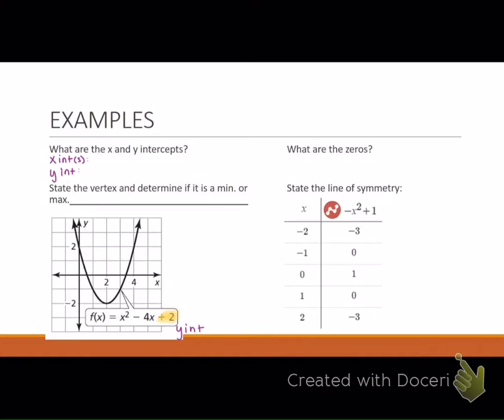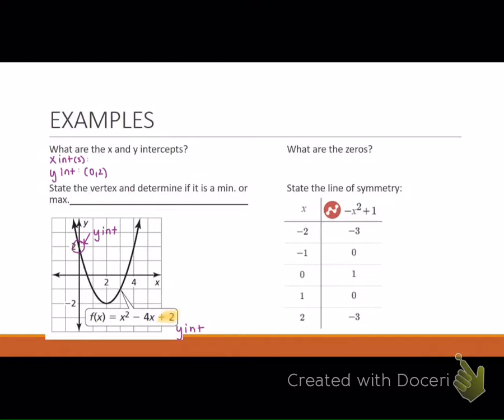So our y-intercept is at 0, 2. Oops, I did that wrong. That's 0, 2. When you are on the y-axis, x is 0. So that's why it's 0, 2. When you are on the x-axis, y is 0.